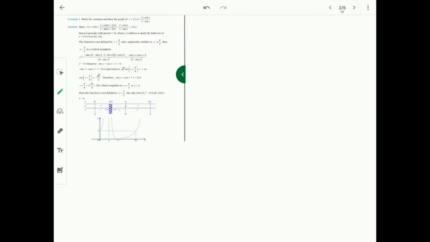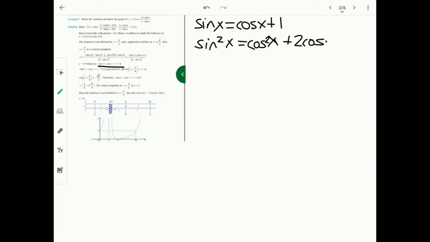So let me just solve it for you guys. I've included this here as well. So we have this equals 0. If I take sine x to the other side, I have sine x equals cosine x plus 1. Square both sides, I should get sine squared x equals cosine squared x plus 2 cosine x plus 1. Now sine squared x is 1 minus cosine squared x, sorry, plus 2 cosine x plus 1.